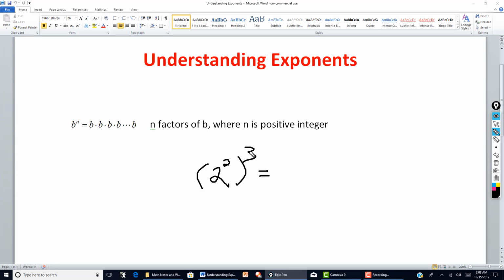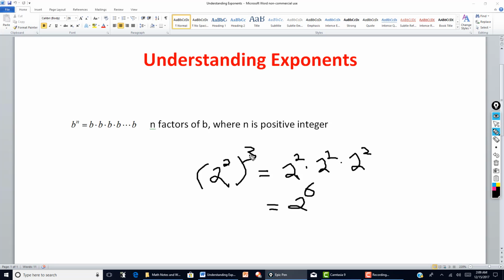Let's apply the exponent 3 first. The base here is 2 to the 2nd, so that means 3 factors of that: 2 squared times 2 squared times 2 squared. Now I have the same base. Based on the law, when multiplying powers of the same base, bring down the base and add the exponents. So it's 2 plus 2 plus 2, which gives me 6.